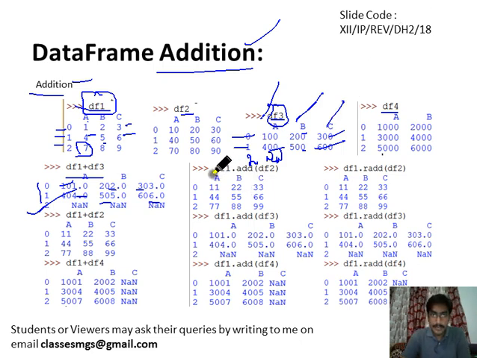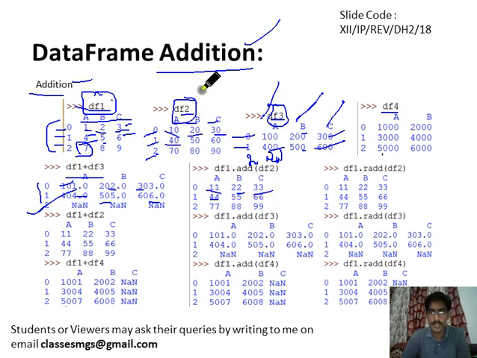Similarly, if you want to add df1 and df2, both have a similar structure, 0, 1, 2 and A, B, C, 3 columns and 3 rows. So the respective values will be added. 10 and 1 is 11, 2 and 20 is 22, 3 and 30 is 33, 4 and 40 is 44. Similarly, you can add all the respective values.